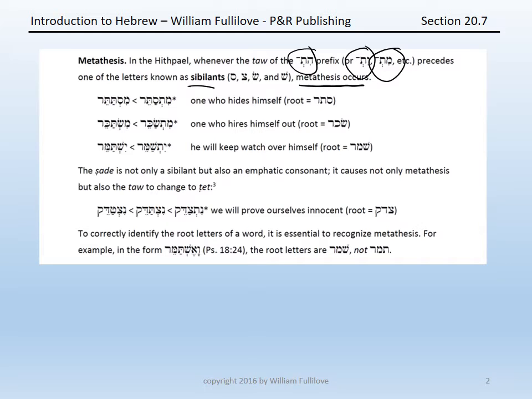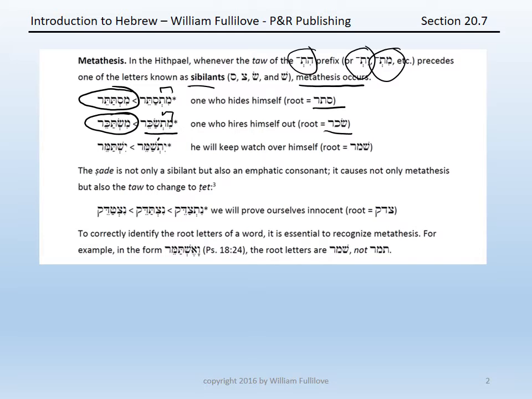So if you were to add the mit prefix of the participle to the root sater, you would think one would have mit sater. But in fact, what happens is the tav and the samek switch places, and you have mistater. Similarly, if you were to add the mit prefix to the root sakar, one would think you would have mit saker. But the tav and the sin have metathesis. They switch places. You have mistacher.